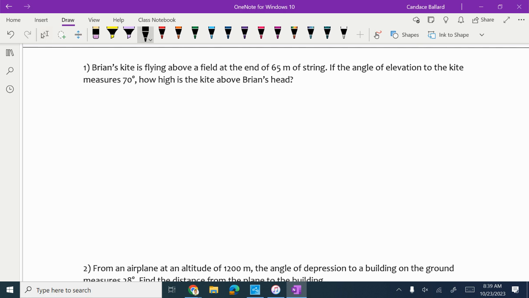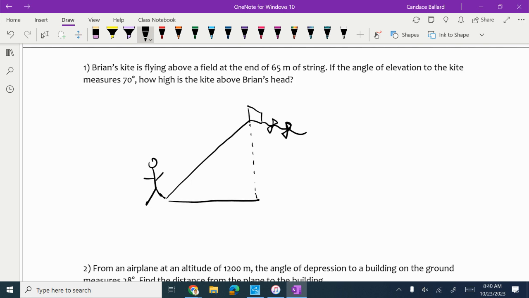Okay, so I've got to draw a picture. I'll draw Brian. And I usually will attach the kite from the ground because it makes the triangle nicer. So we're going to assume it's from the ground if they didn't give us any other indication of what it was. All right. So there's my little kite. We've got a height. We've got the ground. You're looking for a right triangle.